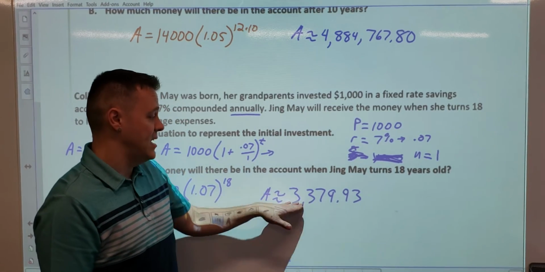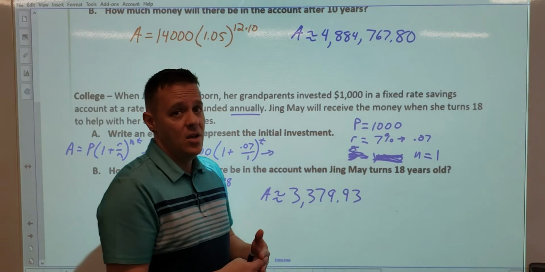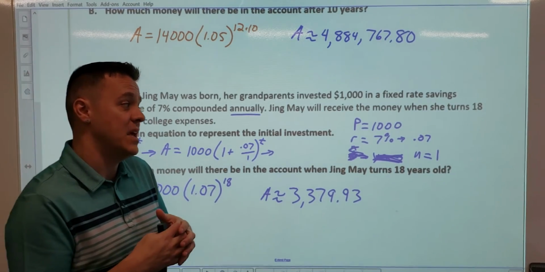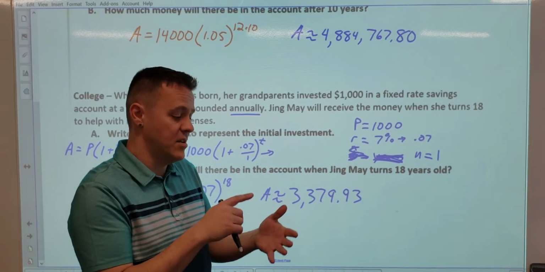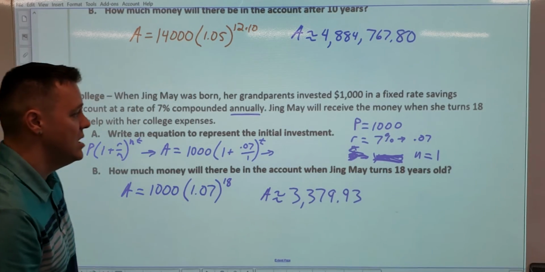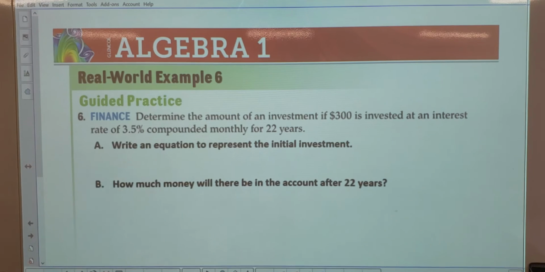And at 18, it was worth $3,379. In reality, that is $2,379 of money that they did nothing with. They didn't have to work hard to get it. They just put $1,000 in it, and compound interest works. And that, ladies and gentlemen, is how you can become successful at even a young age. Last question.